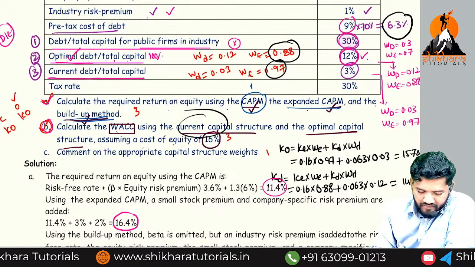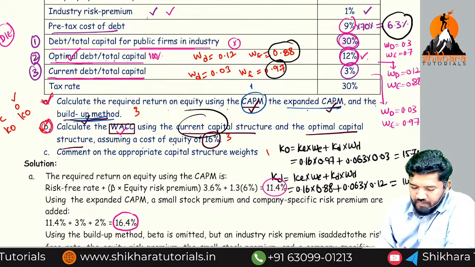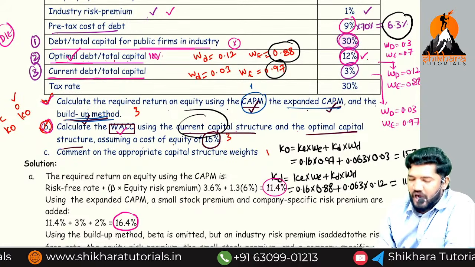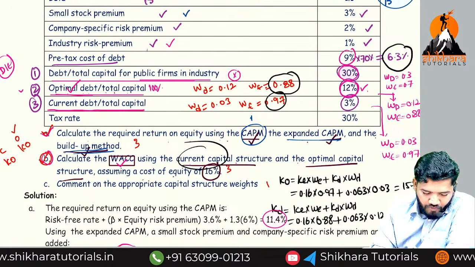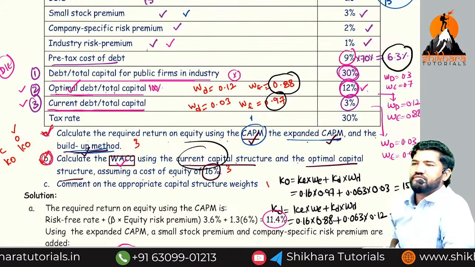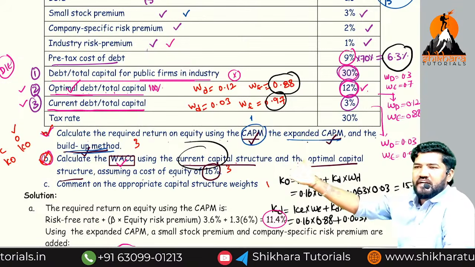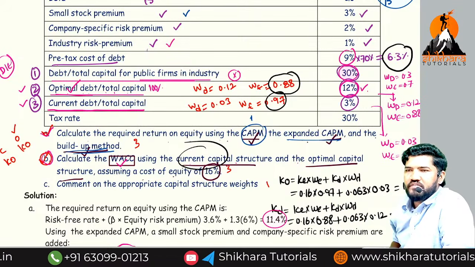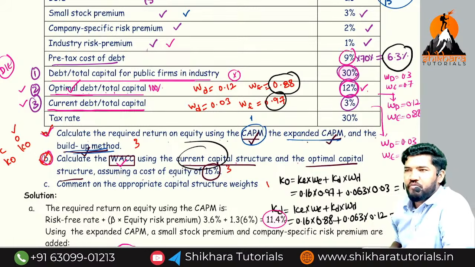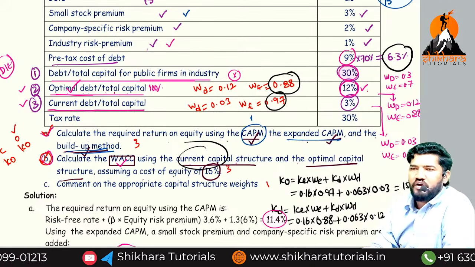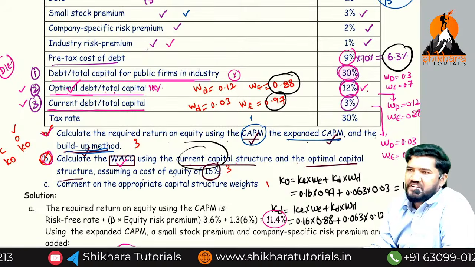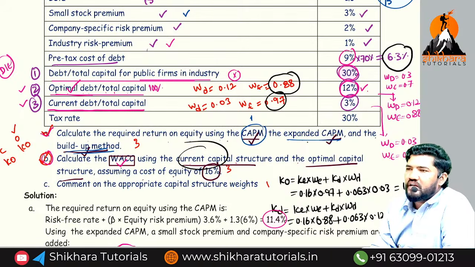Calculate the weighted average cost of capital using the current capital structure and optimal capital structure. It means out of these 3 points, you have to consider point 2 and point 3. They mentioned clearly. Sir, clear, sir? Sir, if there is no clarity about which capital structure I need to figure out KO, what's your call? All 3. That's it. Nana, clear, Nana?